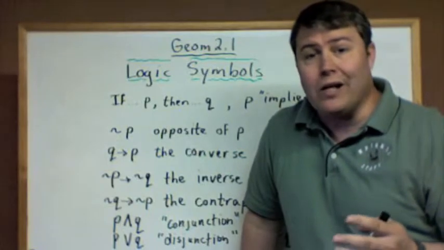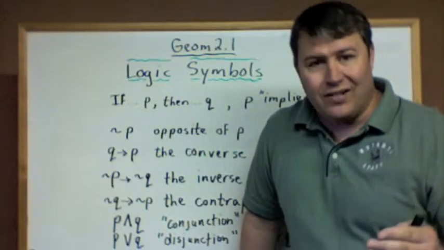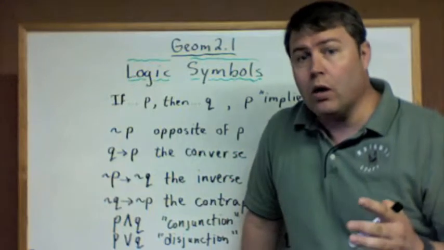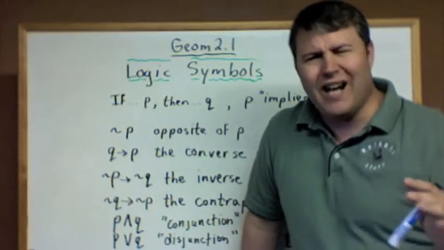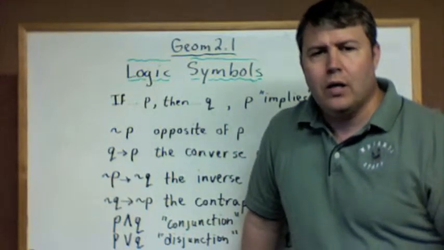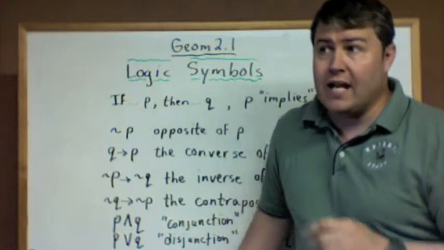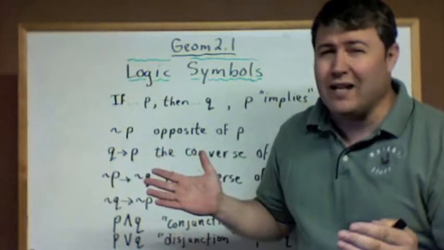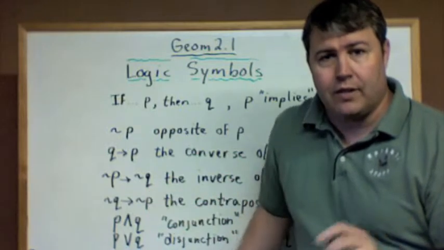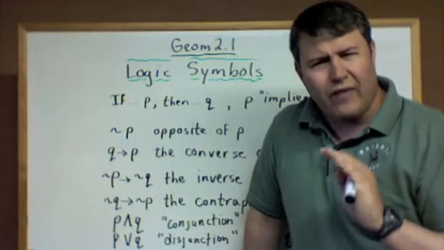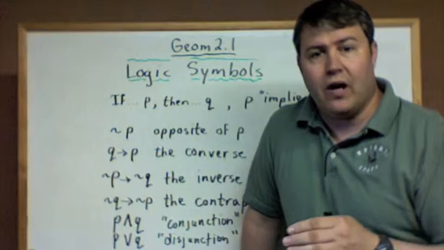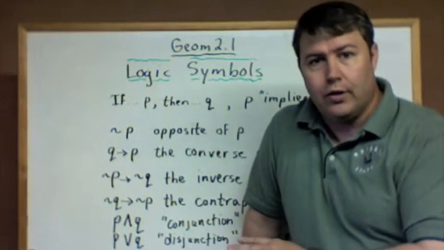We're starting chapter 2 today, and we're talking about logic, which really is just an analysis of arguments or of right thinking. We talked about that a little bit in chapter 1, but what we're going to be doing now is taking statements that really could be anything. They may not even be mathematical statements, and we're going to analyze them in terms of their truth or their falsehood. All right?